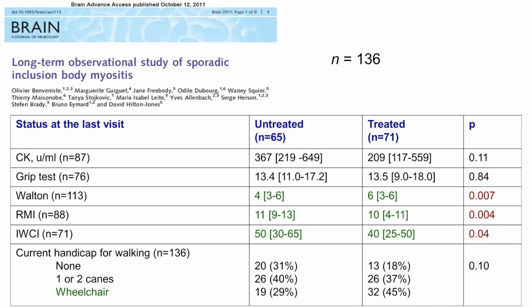And we published some years ago, with David Hilton-Jones from Oxford, this long-term observational study on IBM, because I was surprised, visiting David in England, that IBM patients didn't receive any immunosuppressive drugs.